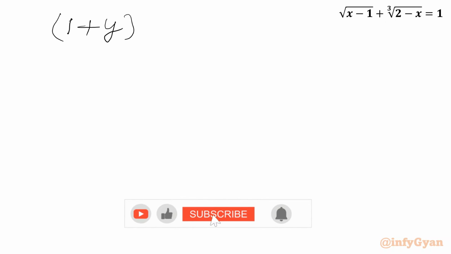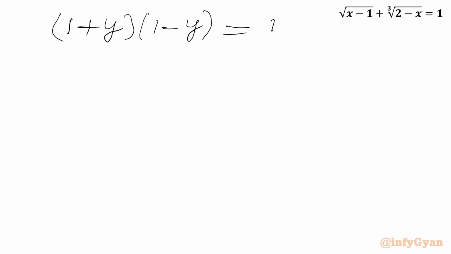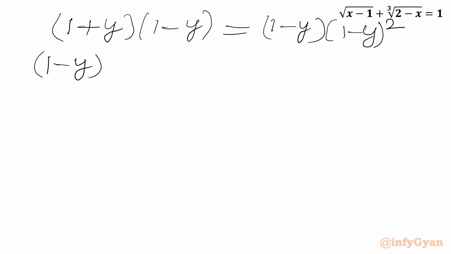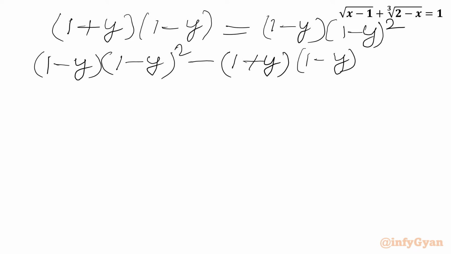Let's apply. So we'll write here (1 plus y) times (1 minus y) in LHS, and in RHS we will write (1 minus y) times (1 minus y) whole square. Now we can take 1 minus y common out, once we write all the terms to one side. So let us write all the terms to RHS: (1 minus y) times (1 minus y) whole square minus (1 plus y) times (1 minus y) equal to 0.